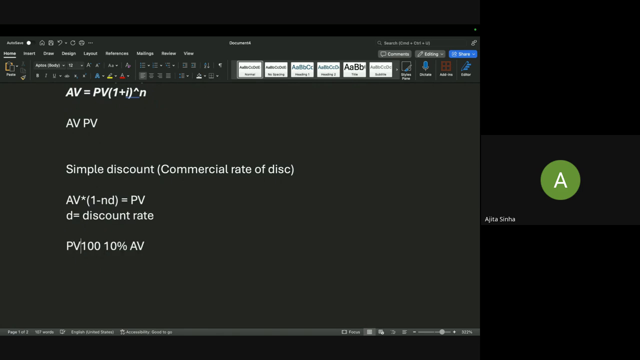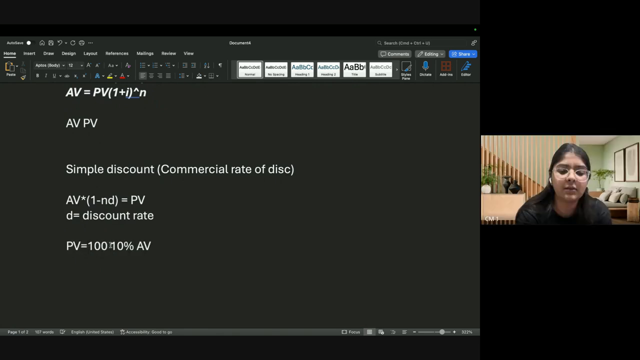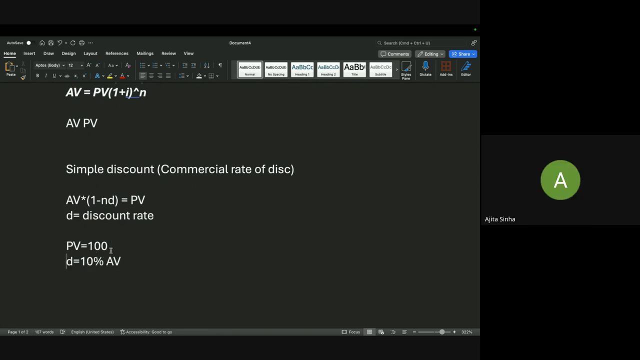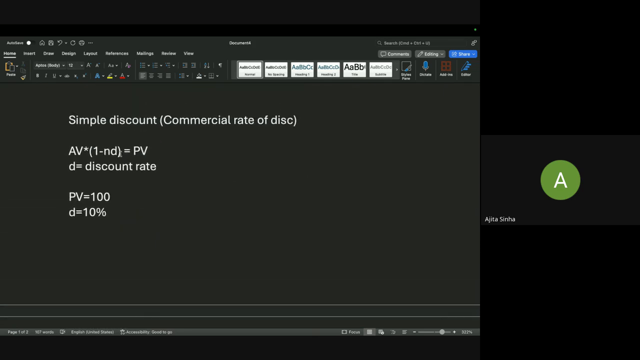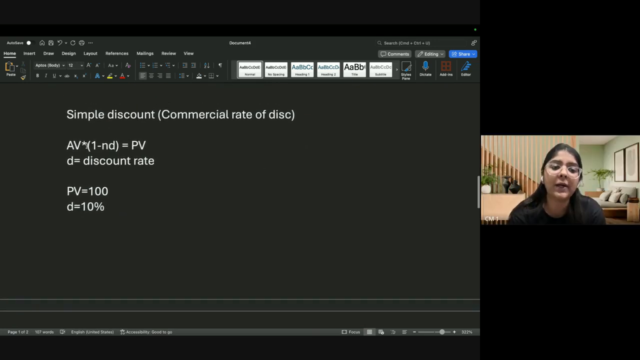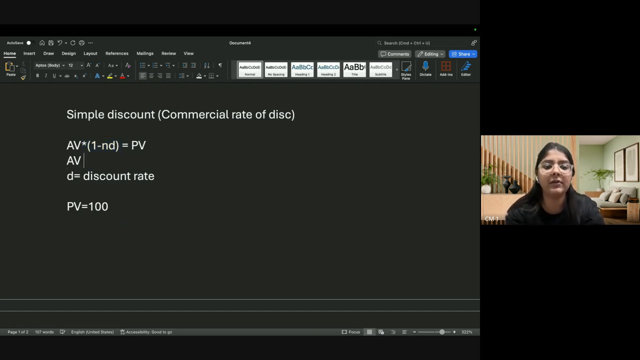No, we can use this formula only, the simple discount one. How will we do it? We will divide the present value by 1 minus 10% into the number of years. Correct. So you can take this entire thing to the right hand side. So what will it become? AV will be equal to present value divided by 1 minus ND.